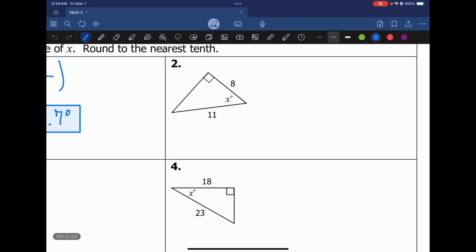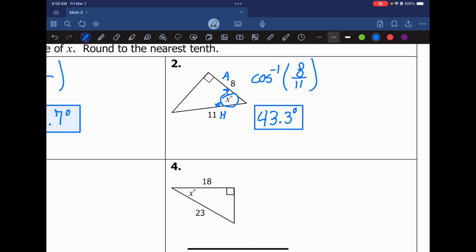All right, so if we take a look at number 2, we're going to approach it the same way. So here's our angle, and then we have 11. So this side right here would be our hypotenuse, and 8 would be our adjacent side. So adjacent hypotenuse is going to be cosine. And since we're trying to find a missing angle, that's going to be the inverse cosine. So the inverse cosine of our adjacent over hypotenuse, so that's going to be 8 over 11. So the inverse cosine of 8 over 11 is going to give us approximately 43.3 degrees.